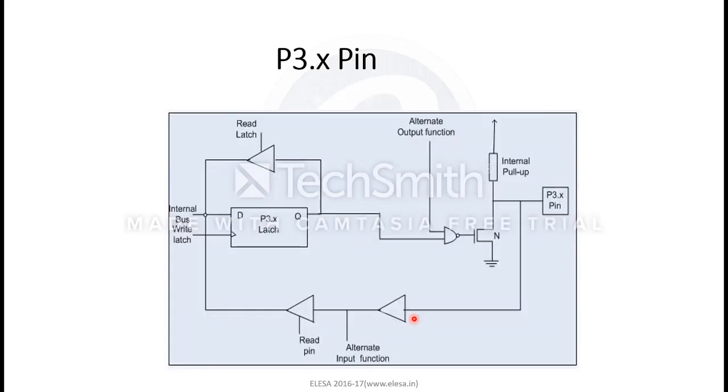The internal pin structure of the P3.x pin is shown in the figure, and the input output operation is the same as that of the previous ones. To use them as special function pins, one separate pin for input and output is given, that is, the alternate input function and alternate output function. In this way all the ports of the microcontroller work.